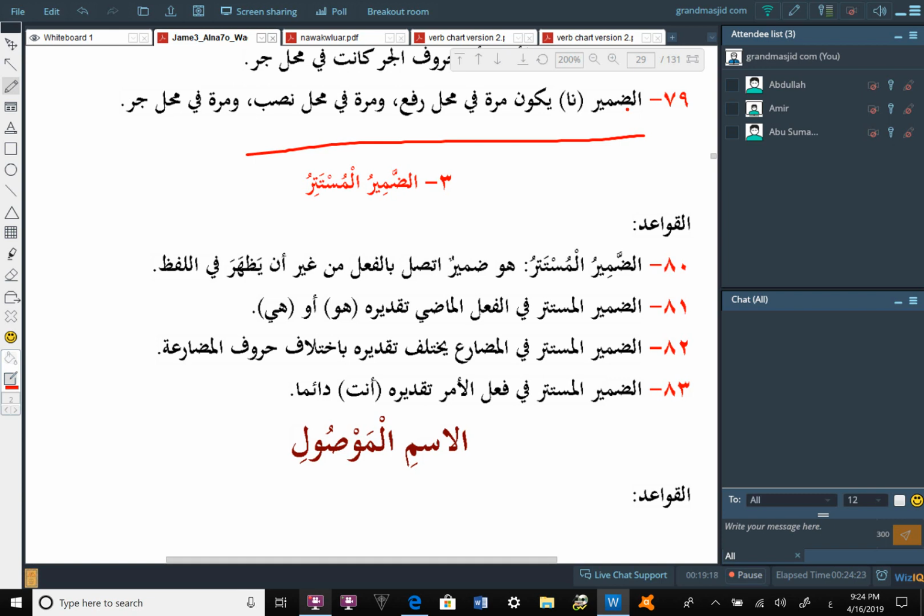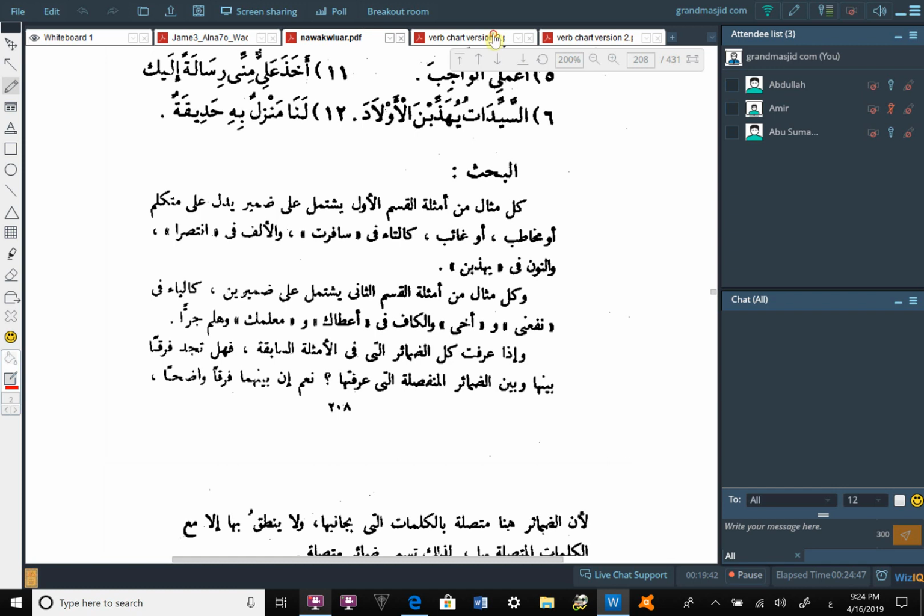The concealed pronoun in the past tense verb, its estimation is huwa or hiya. The pronoun, which is the concealed pronoun in the fil madi. And again, you can make a chart: fil madi, fil mudari, fil amr. You can make a chart. What is it? Huwa or hiya.